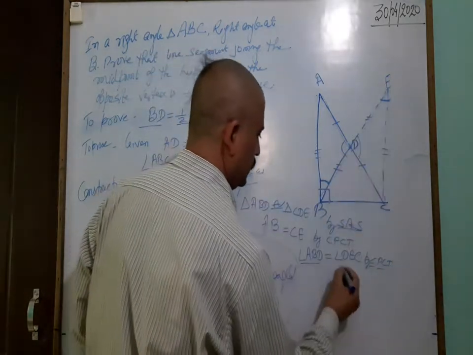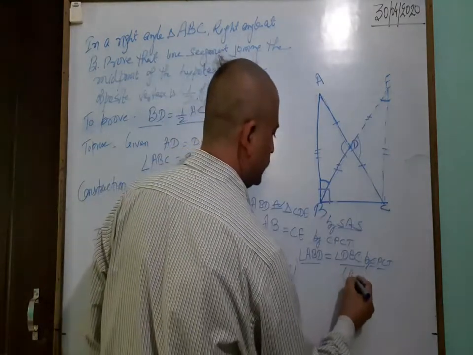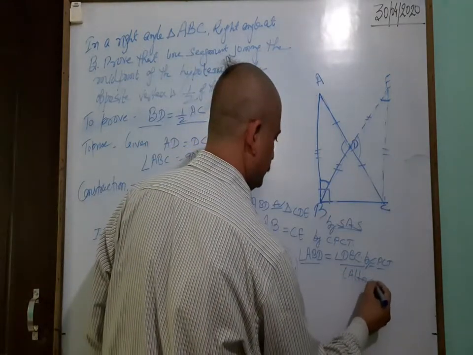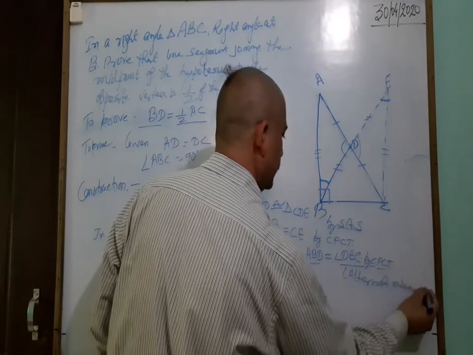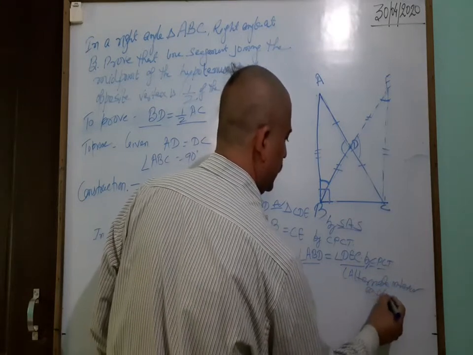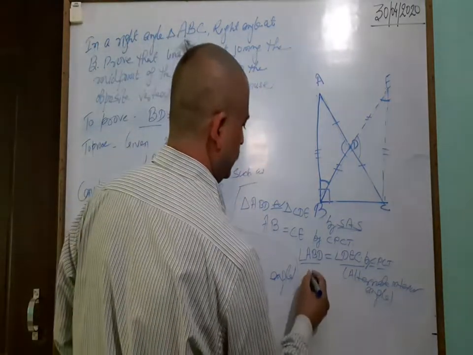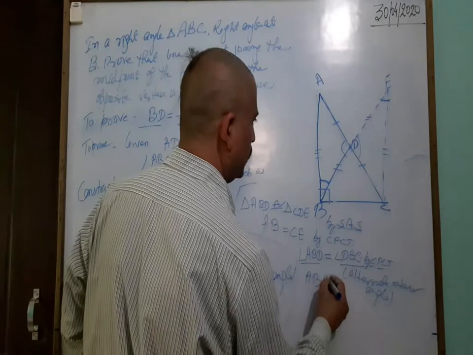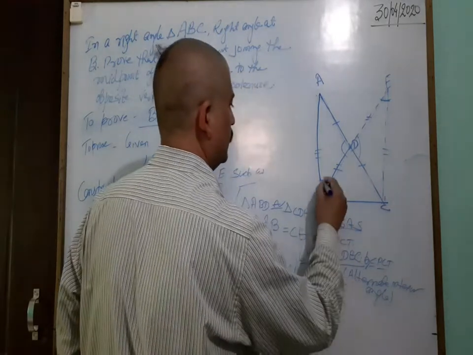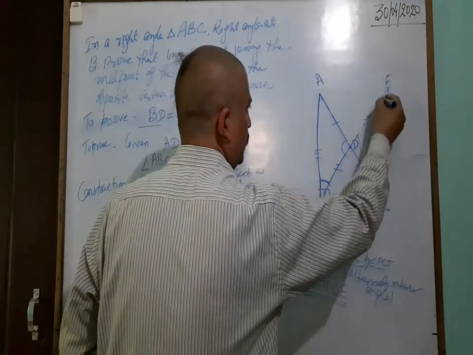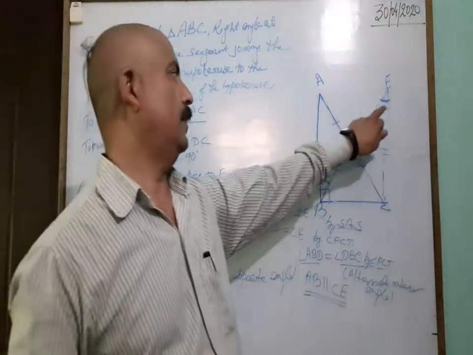Also we say that the alternate interior angles are equal, then what? AB is parallel to CE, by the converse of the parallel theorem. If alternate angles are equal, then both the lines are parallel.